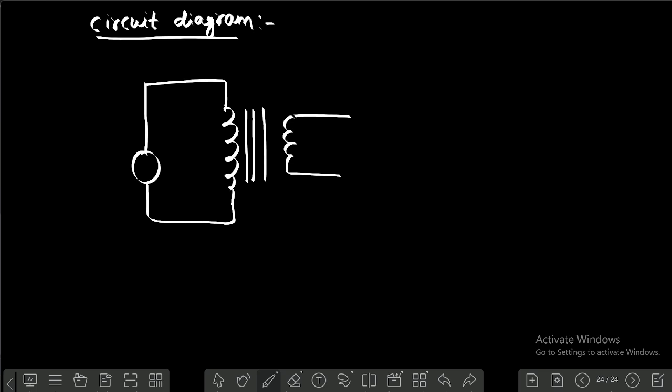Now here you will connect two diodes, diode 1 (D1) and diode 2 (D2), like that. This point is A, this point is B. Now this will be connected to RL.